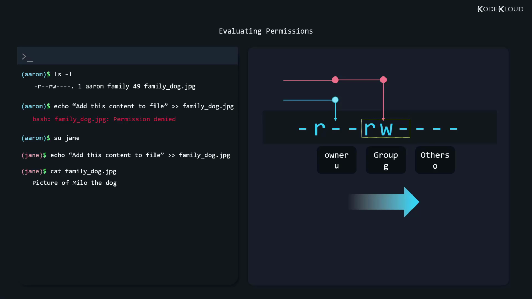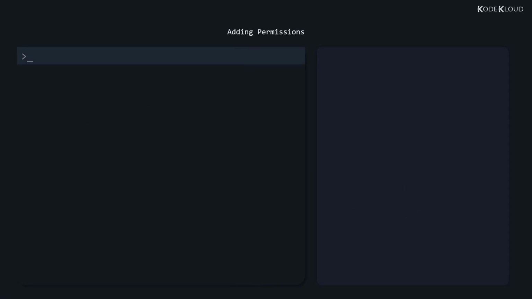So now that we have a basic understanding of permissions, let's move on to how we can change them to suit our needs. To change permissions, we use the chmod command. And the basic syntax of the chmod command is chmod, followed by the list of permissions that we want to change, and then the name of the file or directory we're changing permissions for. We can specify these permissions in many ways, so let's start out with some simple examples.